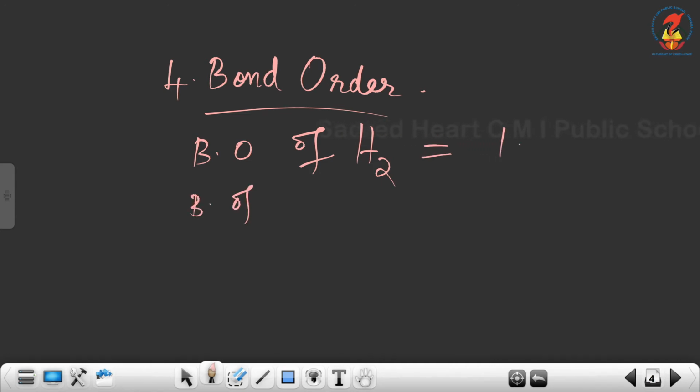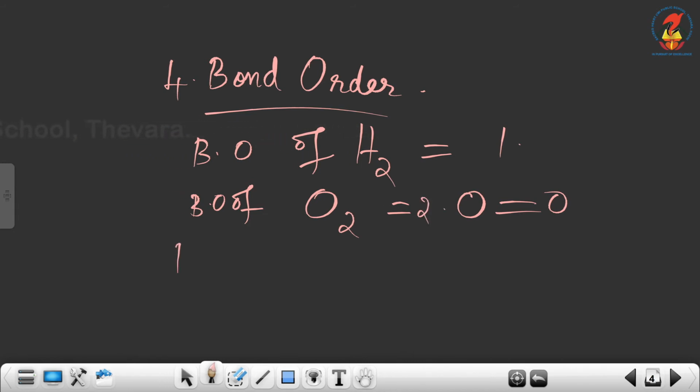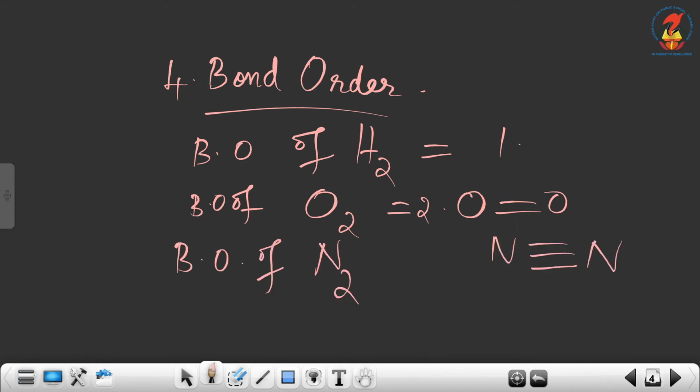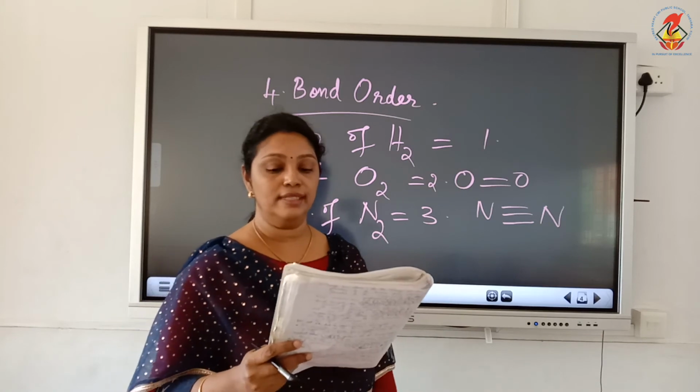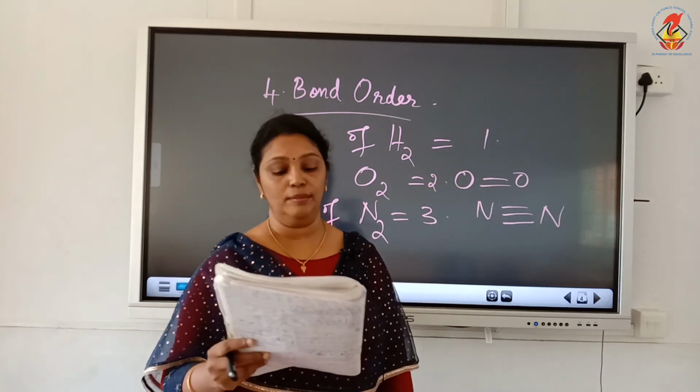Now the bond order of the O2 molecule. The O2 molecule is represented like this. So what is the bond order? How many bonds between the two oxygen atoms? 2. So bond order will be equal to 2. Now the bond order of the N2 nitrogen molecule. The nitrogen molecule is represented like this with a triple bond. So bond order will be equal to 3. So bond order means the number of bonds present between the atoms in a molecule.